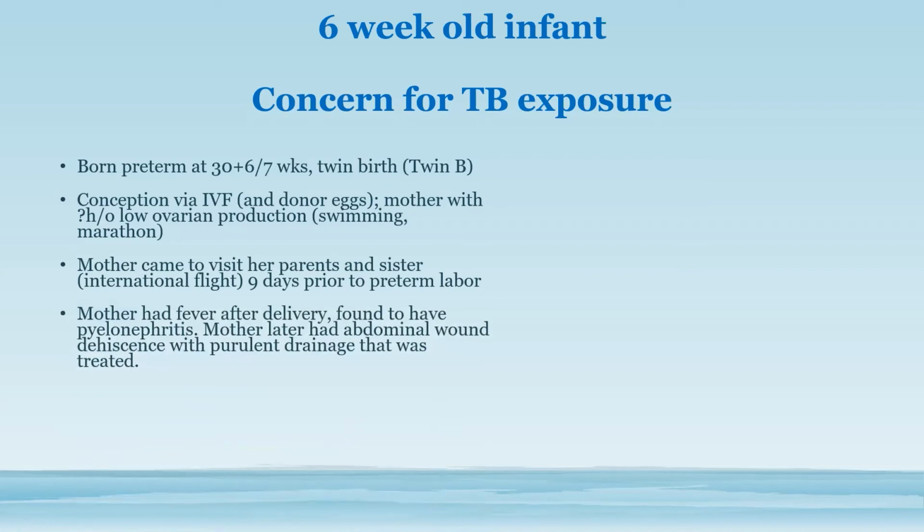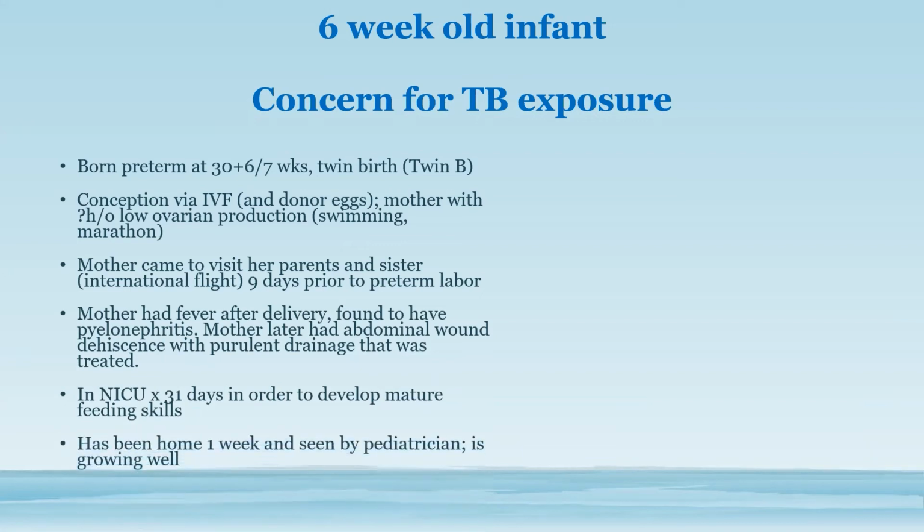And after the delivery, mother did have fever, and she was found to have pyelonephritis. Over the next 10 days, she also had a complication with some of her abdominal wound dehiscing. She had delivered the first twin vaginally, but then the second baby, twin B, had changed and was presenting breech. So they then had to go to a C-section for that delivery. So our patient had been in the NICU for 31 days, just developing mature feeding skills, and had actually been doing so well, went home a little bit earlier than you would usually anticipate a preterm baby being able to go home. We usually say they would go home close to when they're 37 weeks.